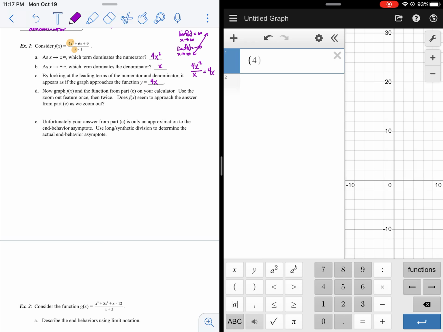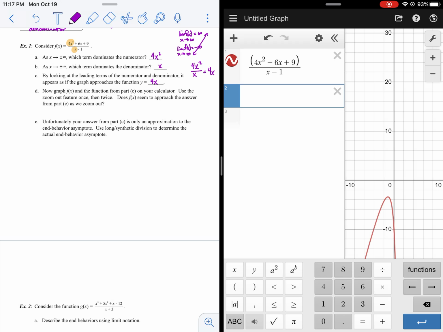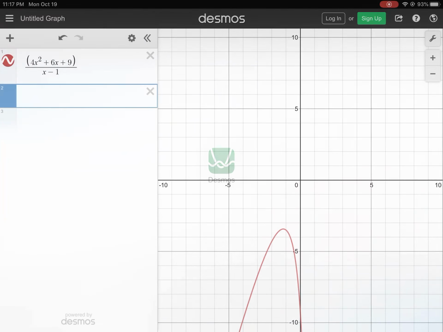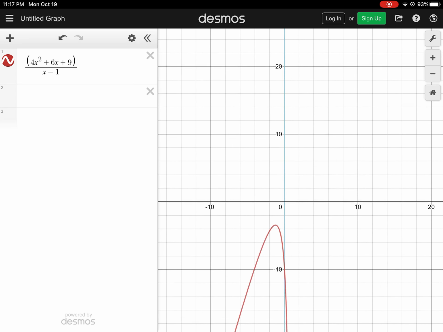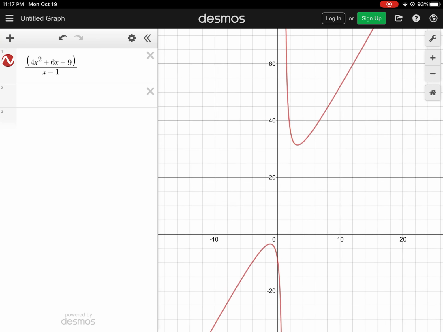All right, so let me type this in here. So 4x, I'm going to put it in parentheses, squared, plus 6x plus 9. I'm going to close those parentheses, divided by x minus 1. If I look at that graph, let's move this over so we can see it better. It looks like that.